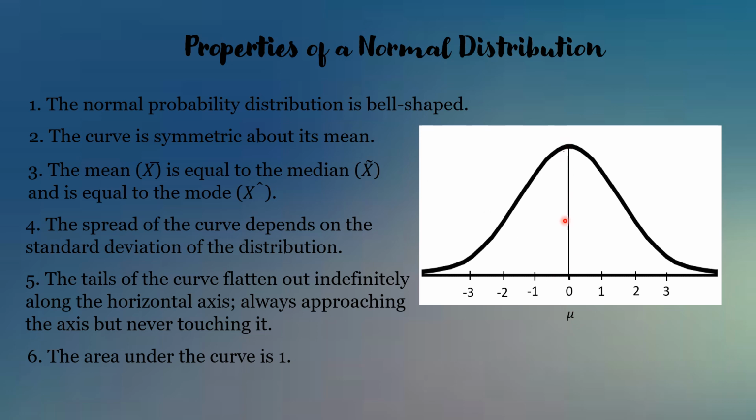So yung mean, ito yan, nasa gitna. So symmetric, ibig sabihin, kung ano yung value dito sa left side, ganun din dito sa kanyang right side. Okay? Then third, the mean is equal to the median and it is equal to the mode. So yung mean, median, and mode na itong normal distribution is equal to 0.